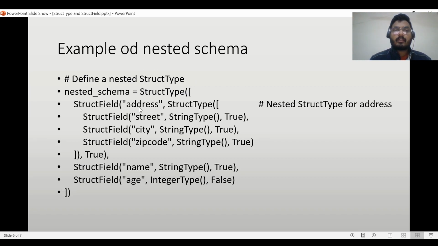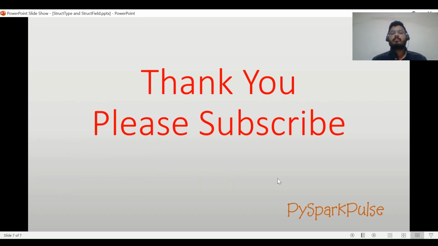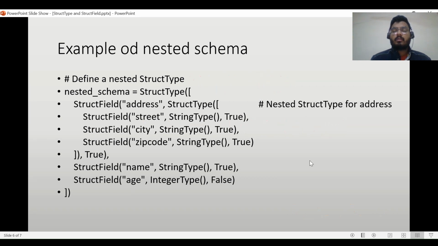Then struct field address. Here you are given the column name, and then the type is struct type again. Inside that we are giving street, city, zip code, and closing this. So this is the starting and closing of this. Then for another parameter, name and age, two struct fields. So now let us jump to our Databricks notebook and do the hands-on on the example of this too.